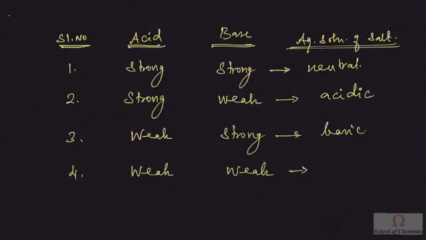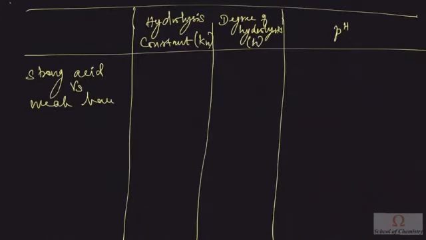And if both are weak, then it depends upon the relative strength of acid or base, whichever is stronger, that character will be there. So we cannot say completely; it depends upon the pKa or pKb values. We will be discussing this. Now the second type of questions involves calculations. To do calculations, we need to remember formulas. So we should know the formulas for hydrolysis constant KH, degree of hydrolysis h, and pH of the salt solution.